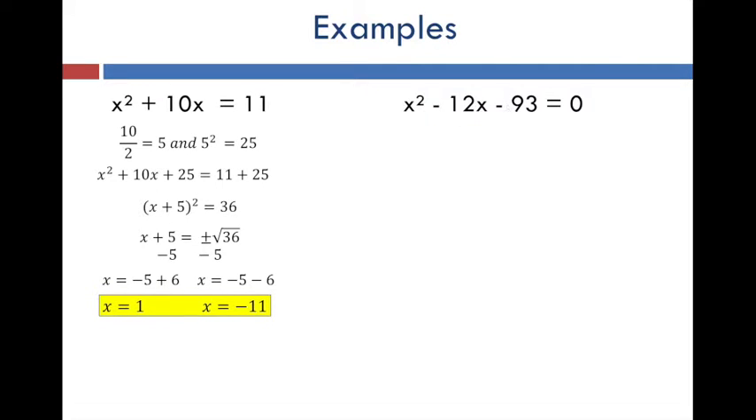I am going to make sure that the equation is in the form ax squared plus bx equals c. So I need to add 93 to both sides. Now I'm going to take half of b and square it and add that number to both sides. Now I'm going to factor the left side. So for factoring, we're going to square root the first term and square root the last term and take the sign of the middle.